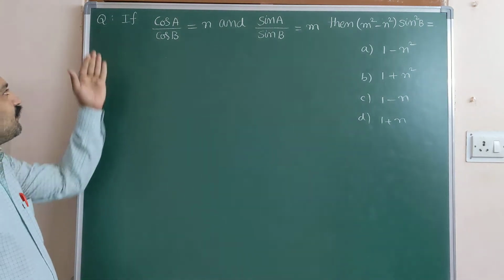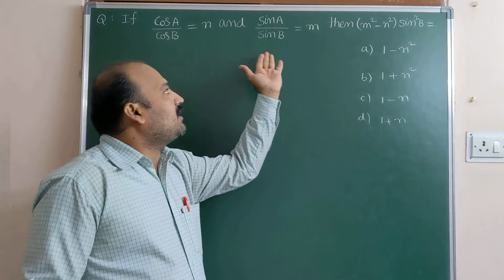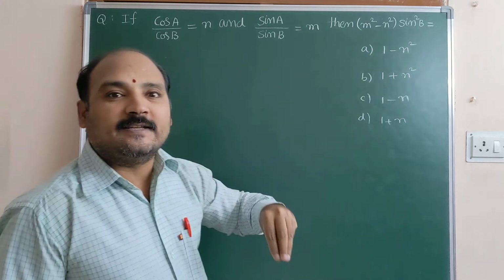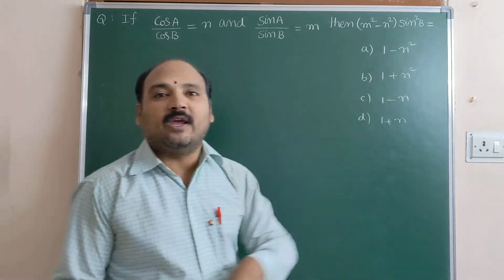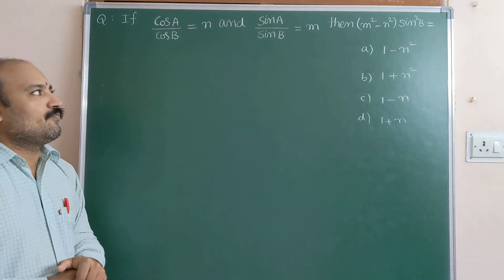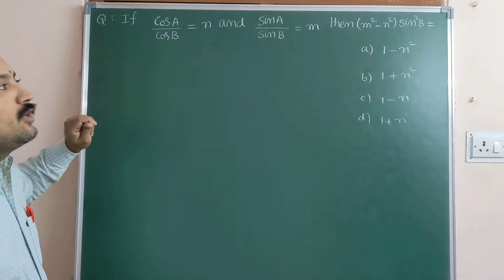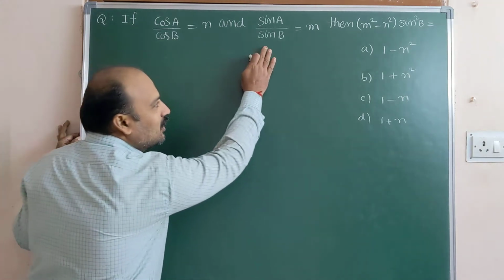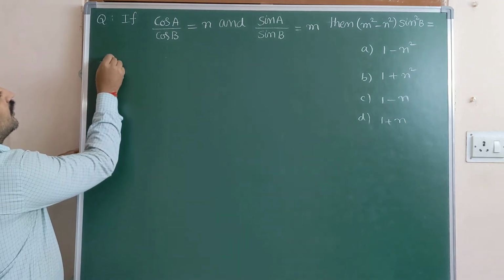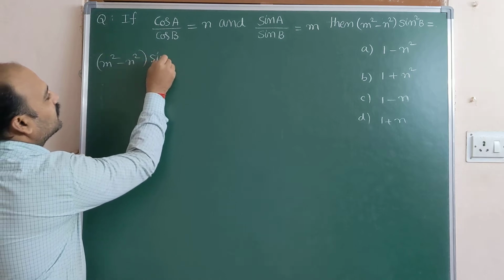The question here: if cos A by cos B equals n and sin A by sin B equals m, then the value of m square minus n square into sin square B is equal to. This is the question they are asking. So first, m square minus n square into sin square B. The value of m is this only.